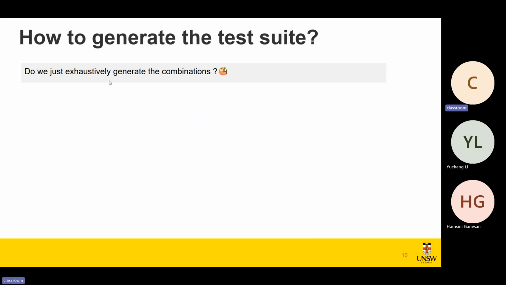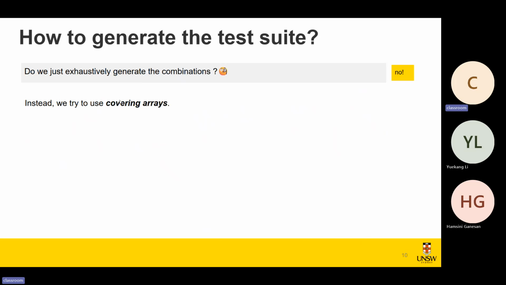Do we just exhaustively generate all combinations? When you were doing your assignment 1, when you did the equivalence class testing, you did the Cartesian product, right? You used for loops to combine everything together. So do we just exhaustively generate the combinations with some for loops? The short answer is no, because there are some redundancies and there will be too many test cases for us to handle, even if we just do two-way combinations.